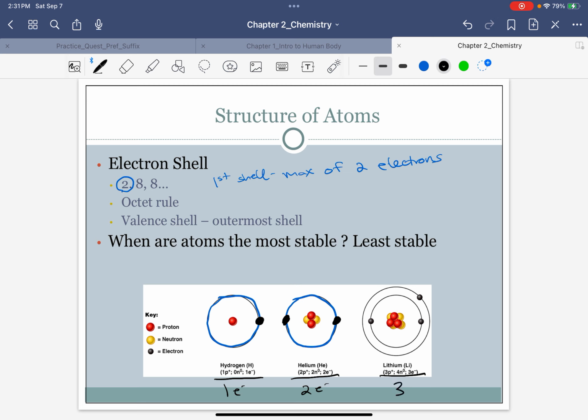Lithium has 3 electrons. So we go through the same process. We start with our first electron shell. We have 3 electrons, so we put 1 and 2. We still have a third electron to put, but that first shell can only hold a maximum of 2. Therefore, we have to build another electron shell. So we fill the first one with 2. If there's more, we build another electron shell. And now we've added our third electron.